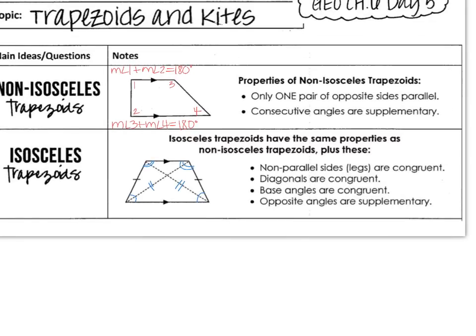And last but not least, opposite angles are supplementary. So, not only are consecutive angles supplementary, so this angle and this angle are supplementary, this angle and this angle are supplementary, but also opposite angles. So this angle and this angle are supplementary. This angle and this angle are supplementary as well. Okay, so let's move on to a few sample problems.